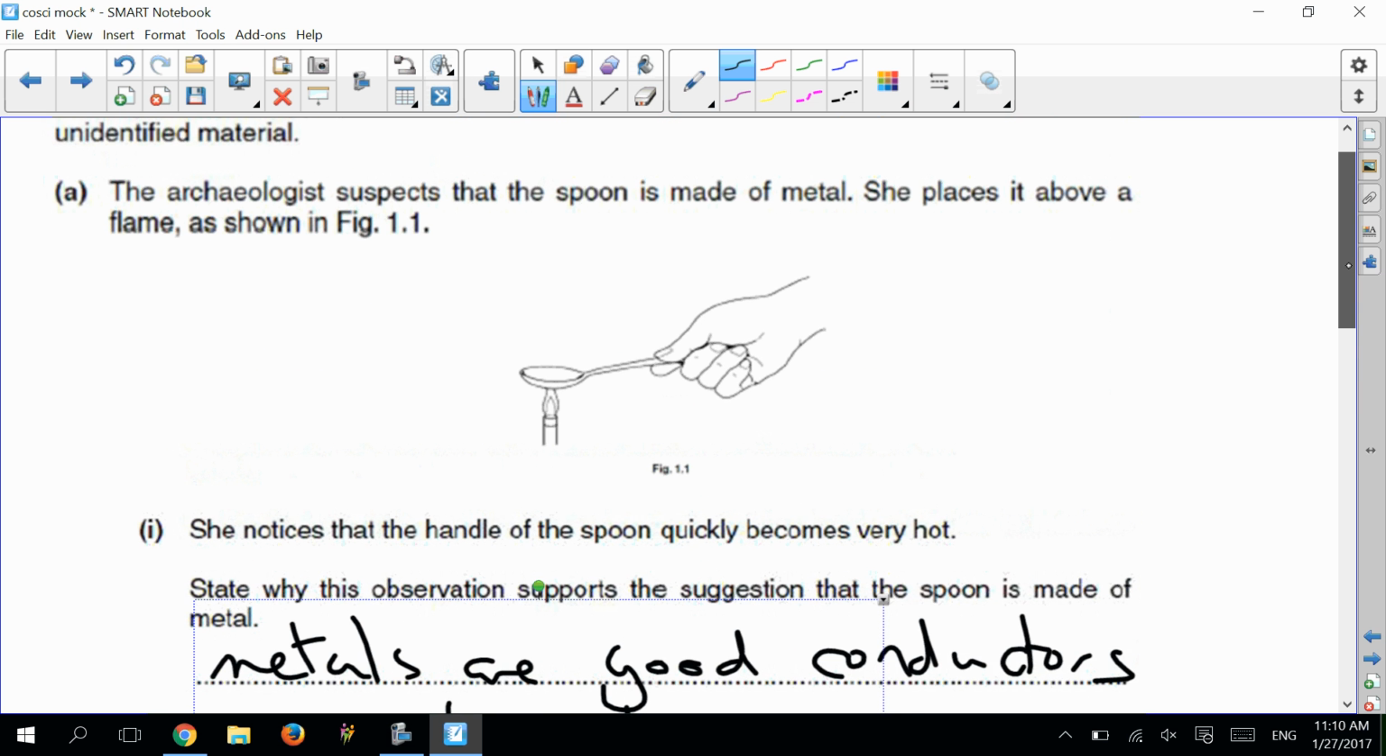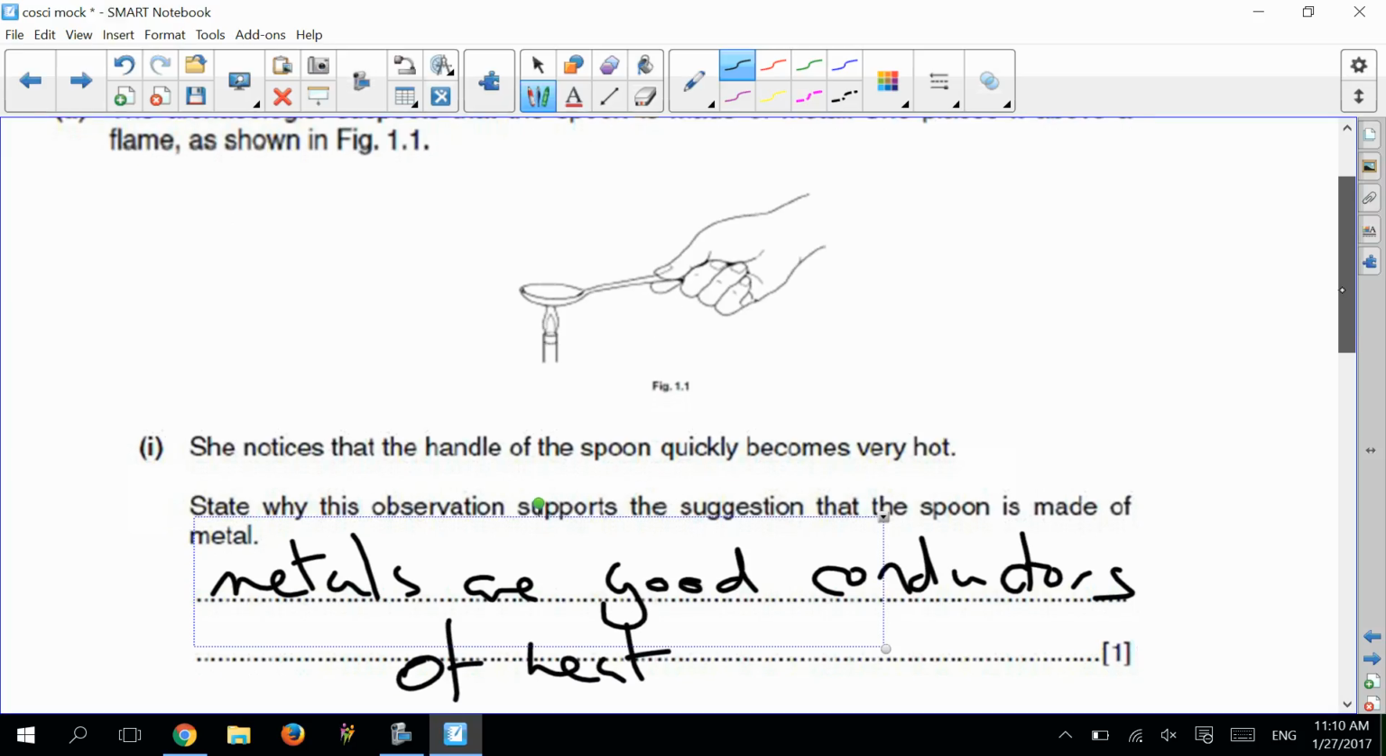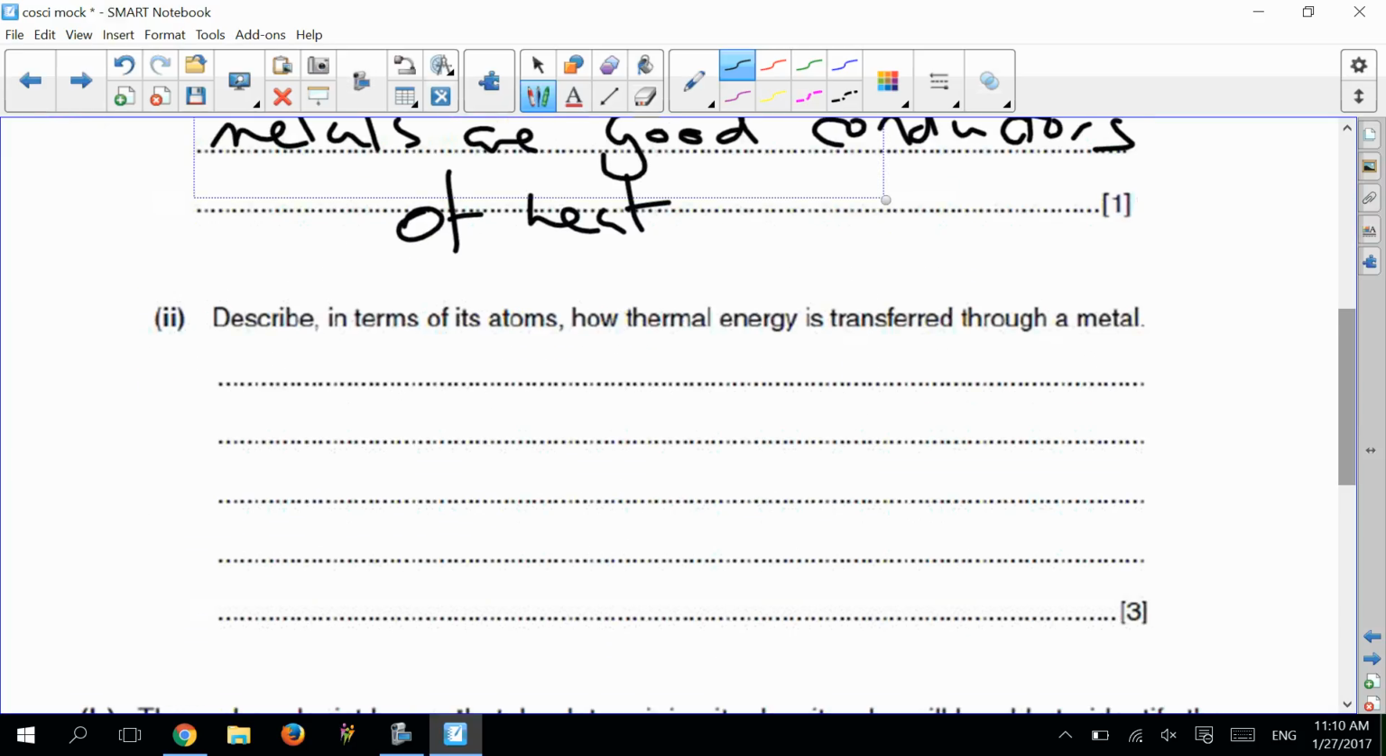Next question is, the archaeologist is arrested for destroying a priceless artifact that she's found by sticking it in a Bunsen burner flame. No. Part 2, describe in terms of its atoms how thermal energy is transferred through a metal.